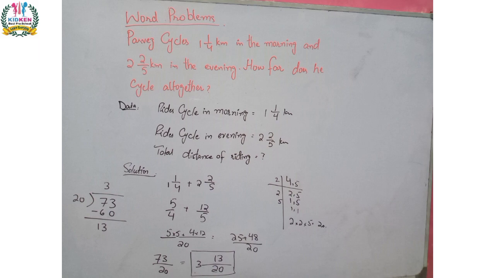So 4 times 1 is 4, plus 1 we have 5 upon 4. Then we can add the sign of plus. Then 3 into 2 we have 6, and 6 plus 2 we have 8. So we have 12 upon 5.